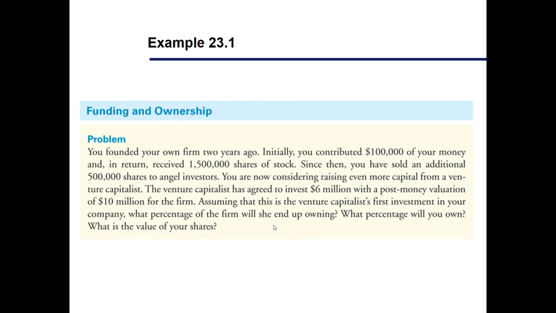The venture capitalist has agreed to invest $6 million with a post-money valuation of $10 million for the firm. Assuming that this is the venture capitalist's first investment in your company, what percentage of the firm will she end up owning? What percentage will you own? What is the value of your shares today? You follow? Okay. 2 years ago, you founded your company, you put in $100,000, and now you want to know how much you own of the new value of your company.